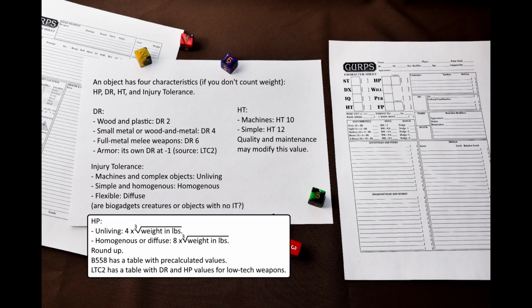Finally, we need another attribute, HT. How do you even calculate it? Fortunately, GURPS Basic Set has some guidelines for you. Most machines and other complex objects have HT10, homogeneous and simple objects have HT12, cheap and poorly maintained items may have a penalty, while high-quality ones may have a bonus. I would assign fine items a +1 bonus to HT and very fine items a +2 bonus to HT.